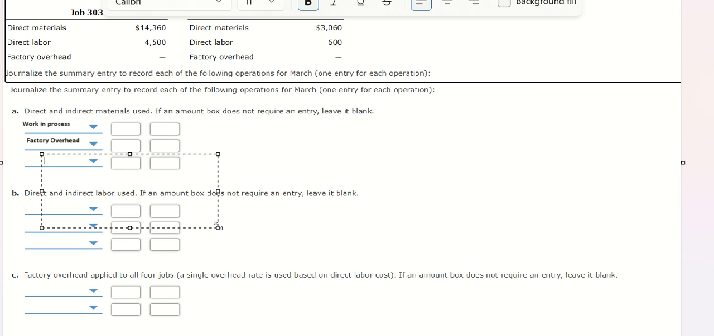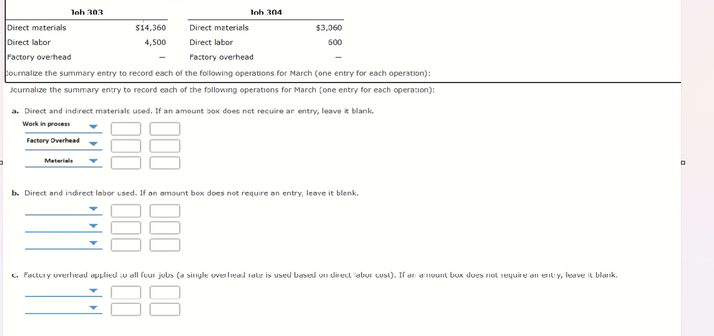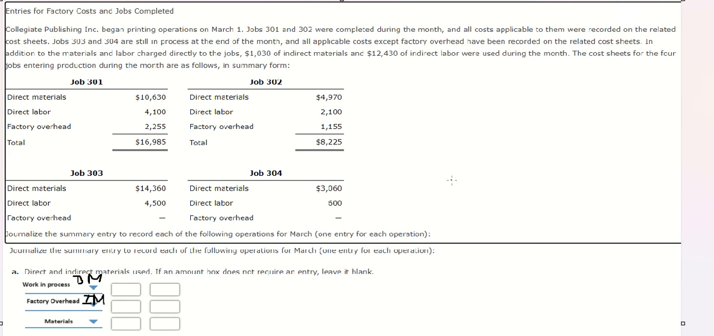So this one is about materials in here. Work in process is for direct material. Factory overhead is about indirect material in here. So about this one, we zoom in on direct materials in here.